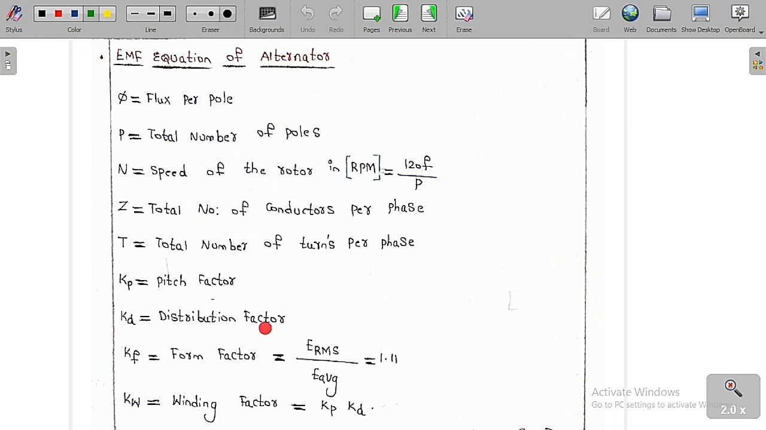Kd is called the distribution factor, whereas Kf is called the form factor. It's the ratio of the RMS value to the average value, which is E_rms by E_average. For a pure sinusoidal waveform, this ratio is equal to 1.11. And Kw is called the winding factor. It is the product of the pitch factor and the distribution factor.